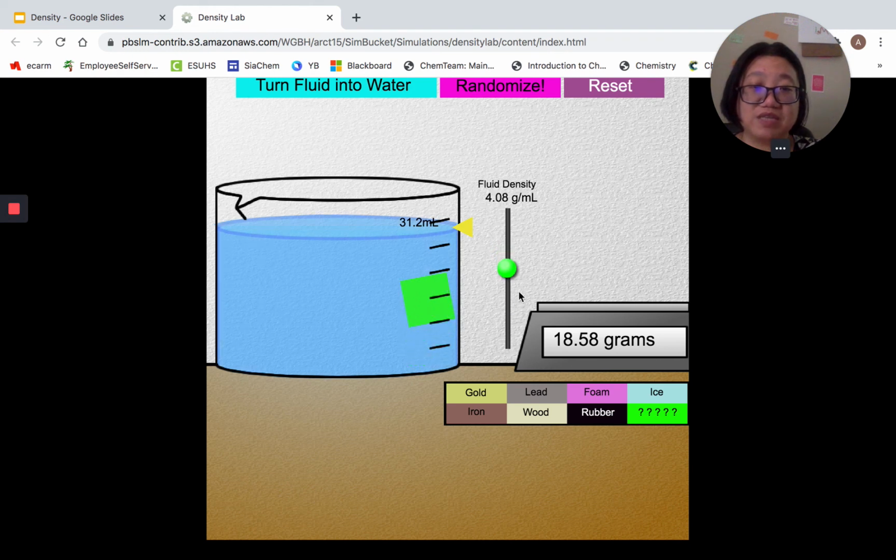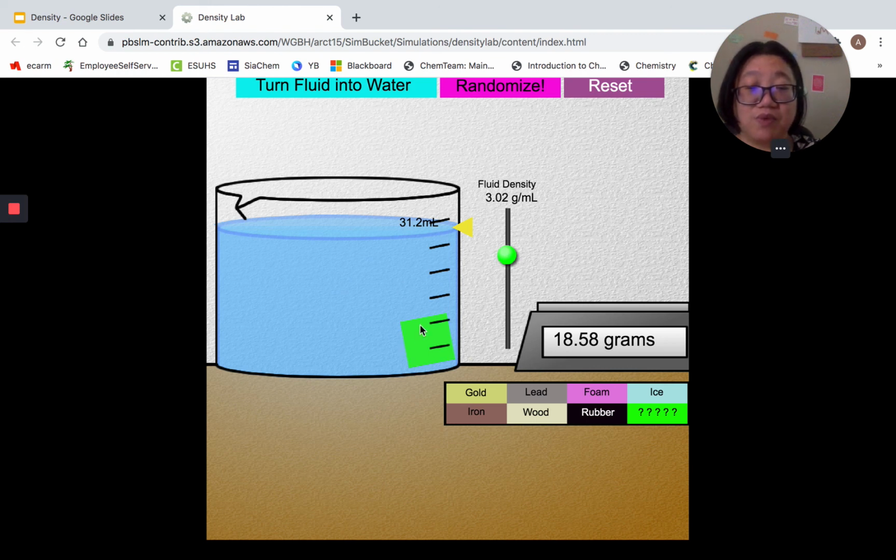The next part is the fluid density. You can see that as the fluid density increases, the block floats. As the fluid density decreases, the block sinks. So what does that mean? That means the block is more dense than the fluid when it sinks, and when it's floating, it's less dense. Let me adjust it. So the block density is probably around this fluid density, 3.13, maybe a little bit more, a little bit less.